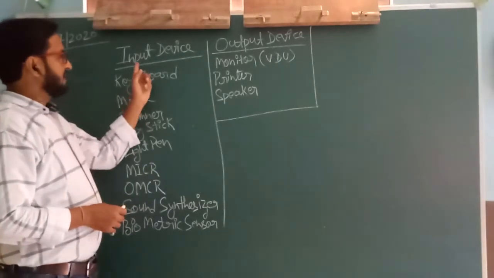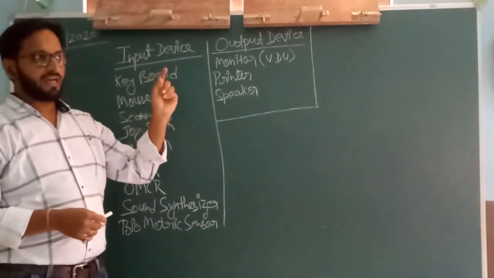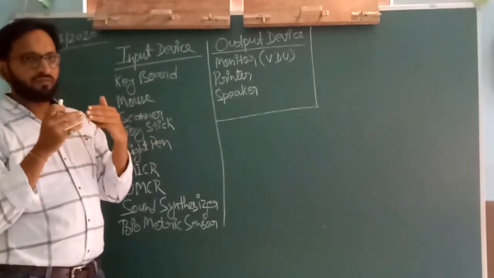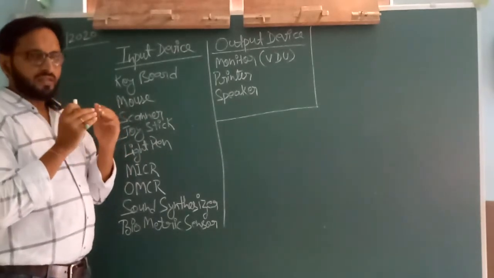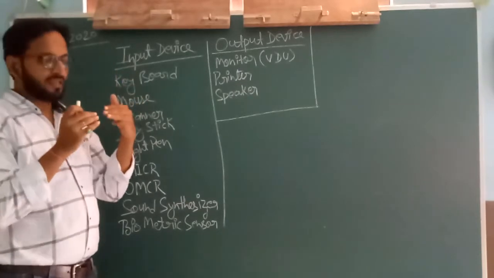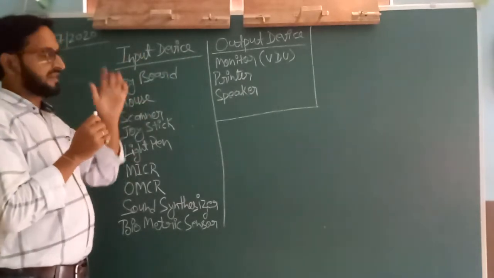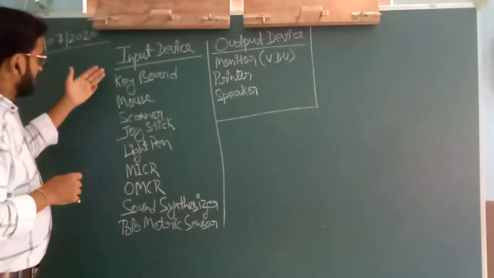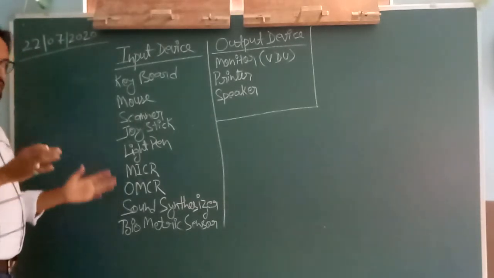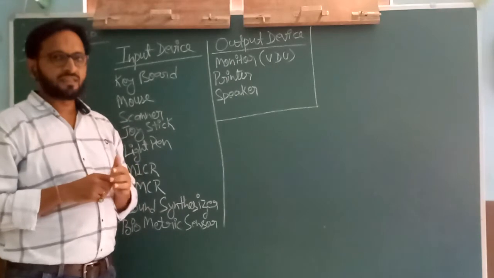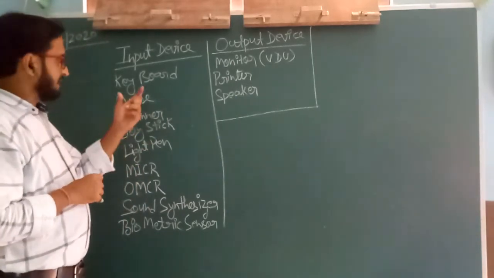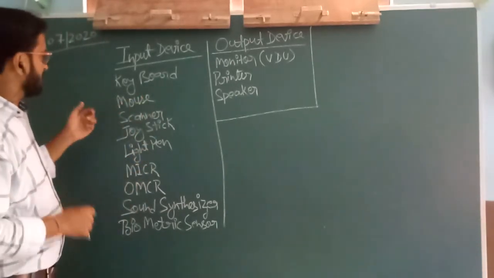In the word input, there are two words, in and put. When we add both words, it gives the result: input. The device that does this is called an input device. There are many devices that come in the category of input devices, but there are some important ones that you can see.